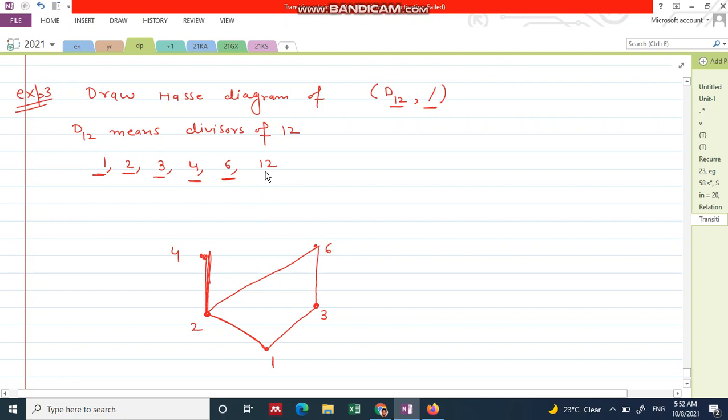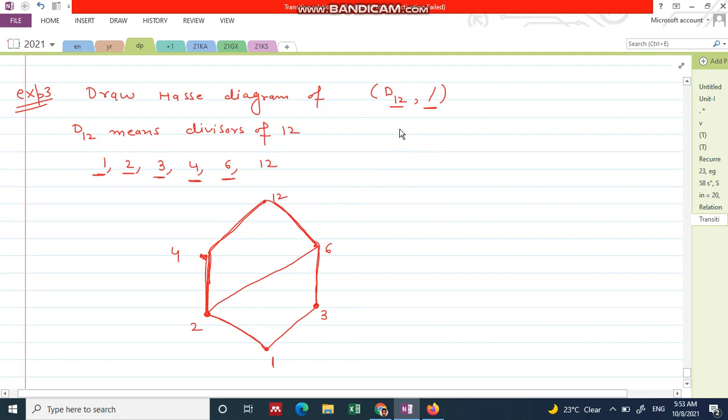Okay. Then the next element is 12. So 12 is here. 4 divides 12. Okay. And 6 also divides 12. 2 also divides 12, so you see that there is a connecting path between these. 3 also divides 12, so there is a connecting path between these. Okay. So in this way, this is the Hasse diagram.